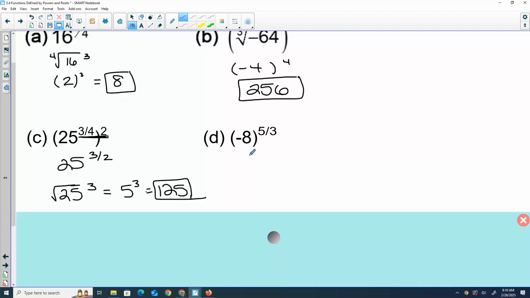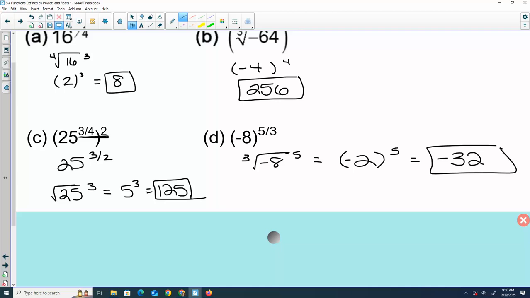And D, negative 8 to the 5/3. What does that mean? How do I write it with the radical? Cube root of negative 8 to the 5th. What is the cube root of negative 8? Negative 2. And negative 2 to the 5th is negative 32.